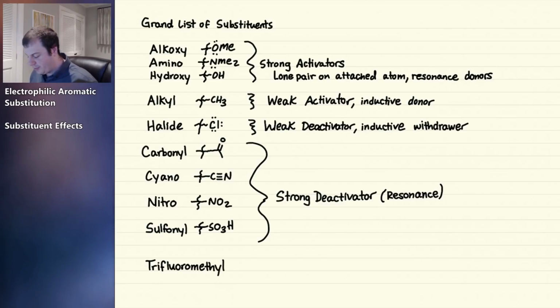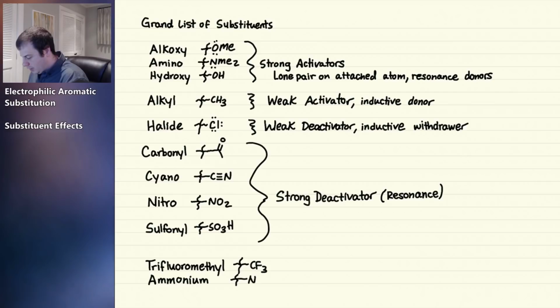The trifluoromethyl group, which looks like this, CF3, is a strong deactivating group. And so is the ammonium group. That would be something like NH3+. All right. These are also strong deactivators, but they are inductively strong deactivators.